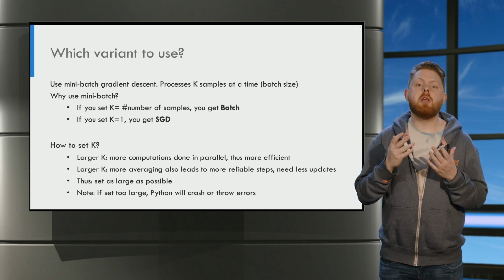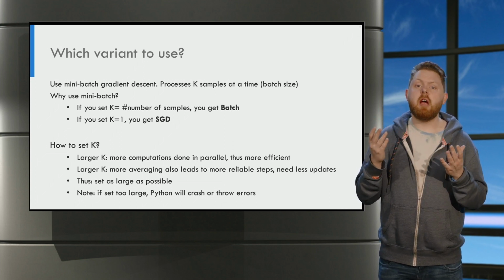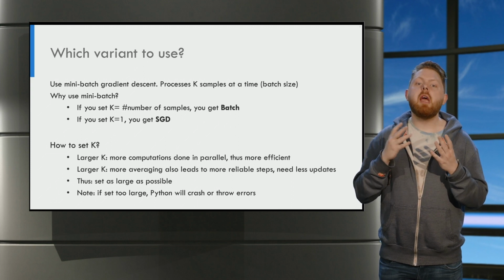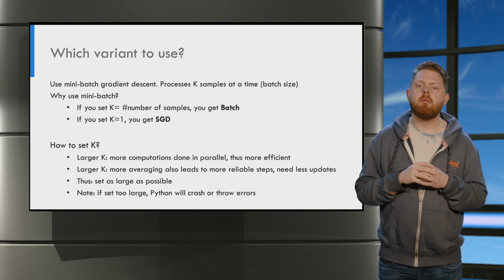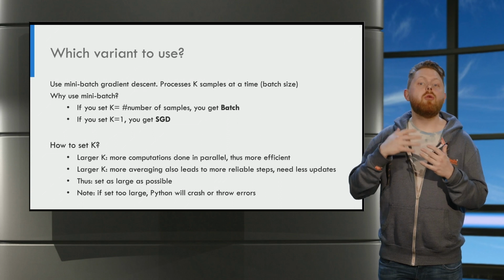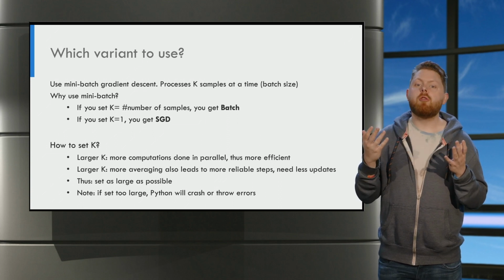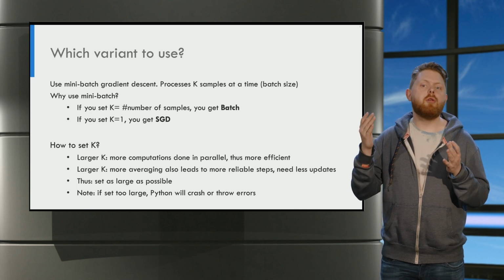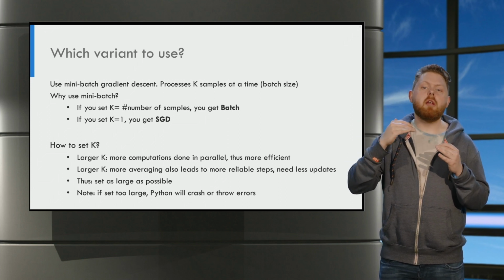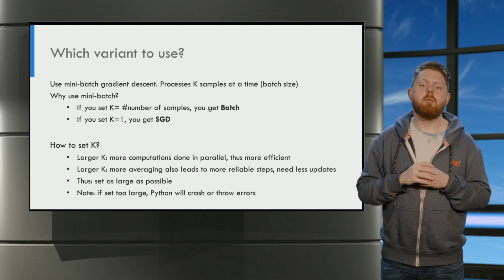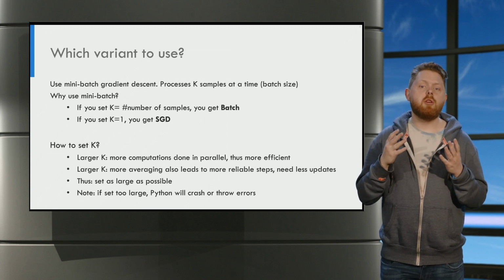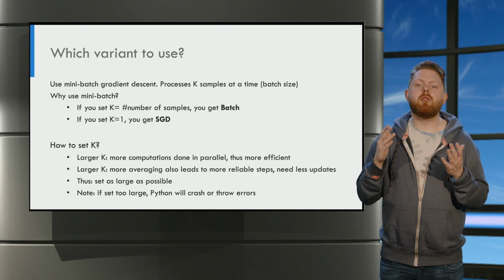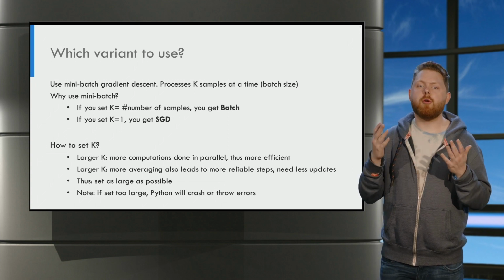One way to accomplish this is by trial and error. Increase k as much as possible. If you set k too large, Python will crash or throw errors. In that case, reduce k again until gradient descent starts working. This way you can find the largest possible k that works for your problem.